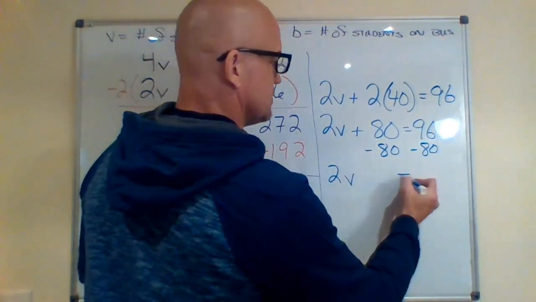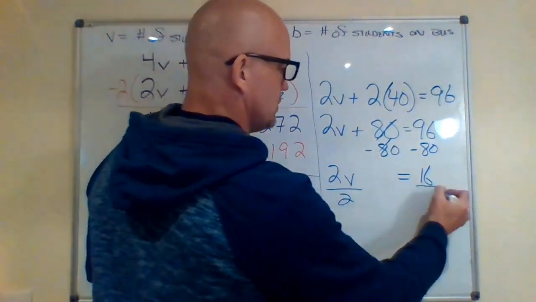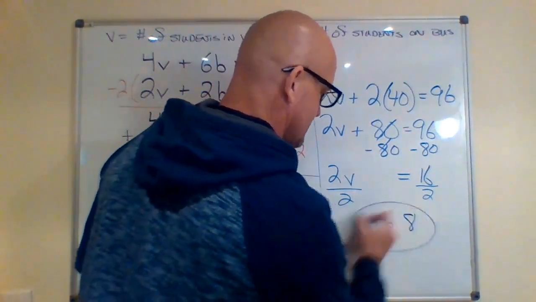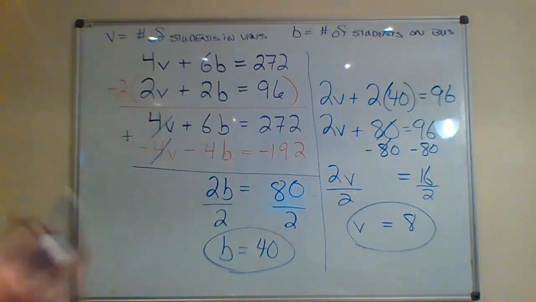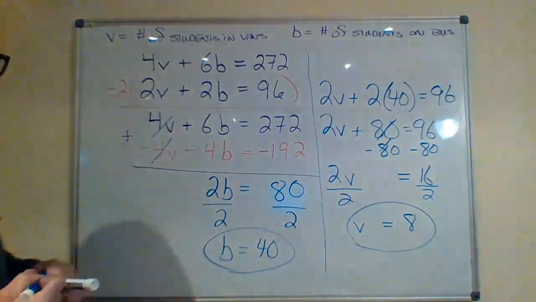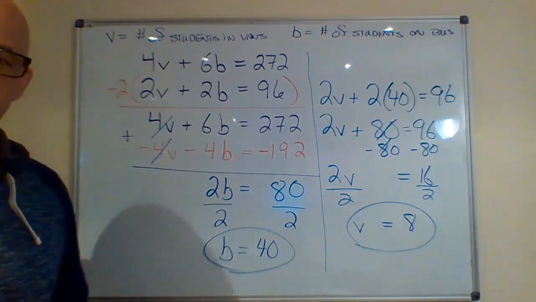2V equals 16. Your 80s cancel out, and divide by 2. V equals 8. So that tells us that there are 40 students on each bus, 8 students on each van. I don't have a whole lot of room, but that's what I would write for an answer. I assume we can handle that.